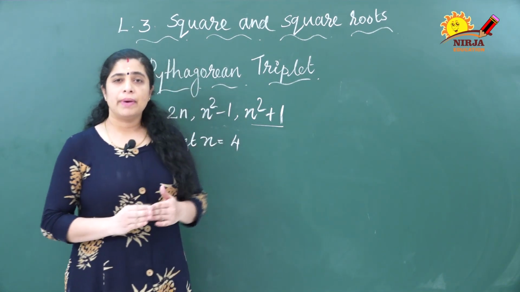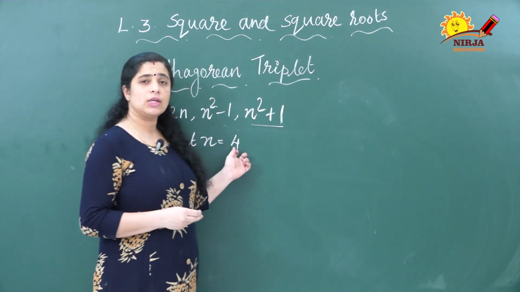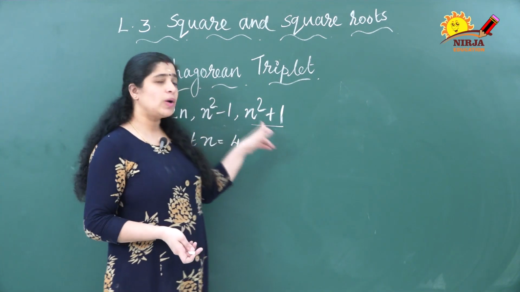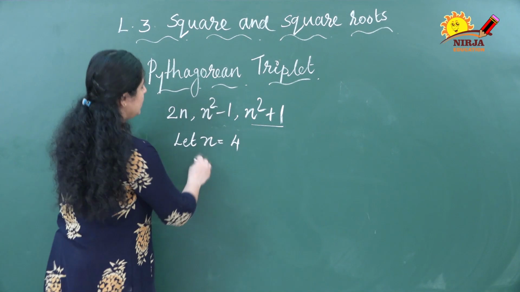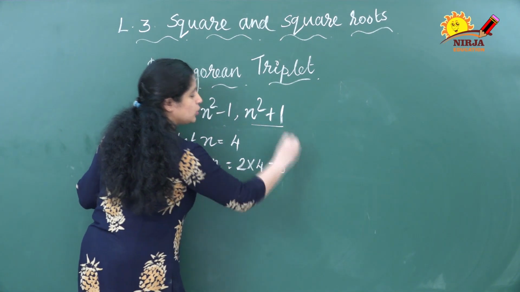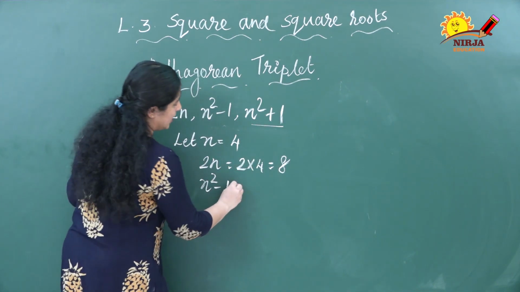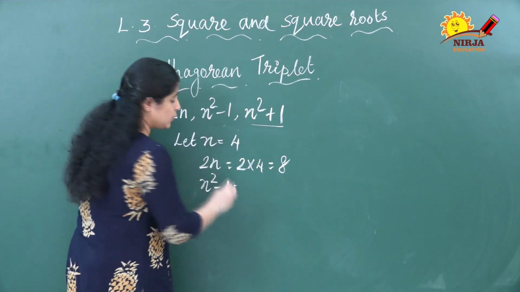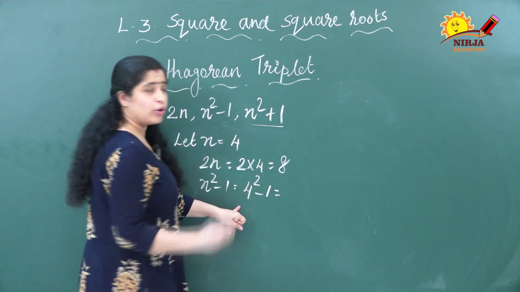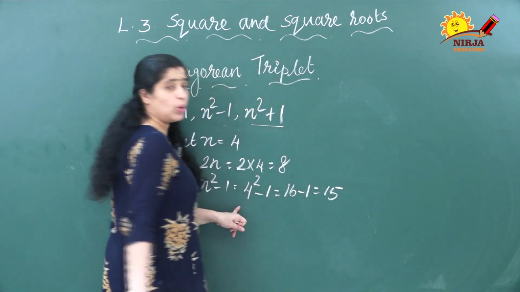We will verify the Pythagorean triplet using some examples. Here I have taken n is equal to 4. Then we will find the value of 2n, n square minus 1 and n square plus 1. So 2n will be equal to 2 multiplied by 4, that is equal to 8. Then n square minus 1, where the value of n is 4: 4 square minus 1. What is the square of 4? 16. So 16 minus 1 is equal to 15.